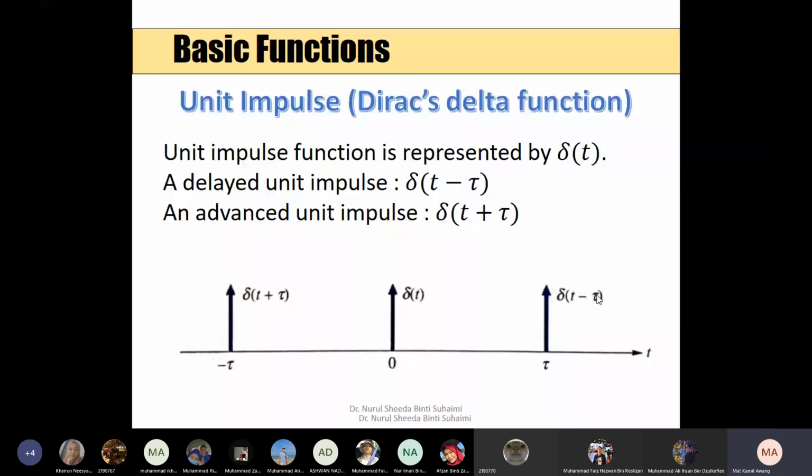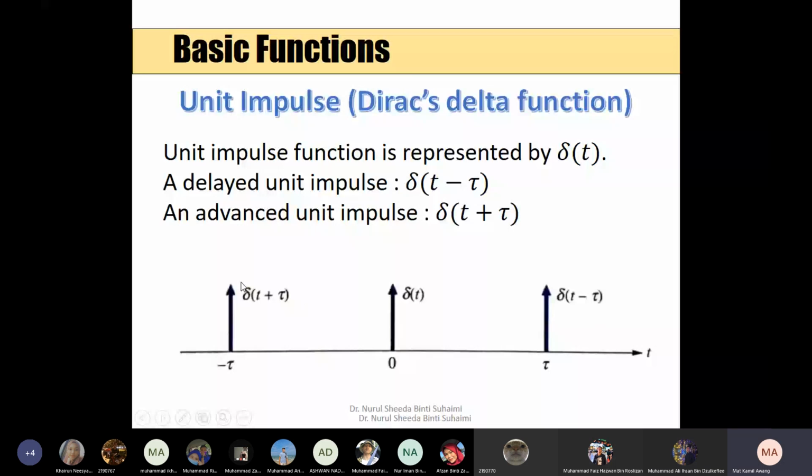So a delayed unit impulse we write as delta t minus tau. An advanced unit impulse we write as delta t plus tau. So the plus tau is actually not located at a time equal to minus tau. Delta t minus tau is actually located at time equal to tau. Right? So this is actually a delayed impulse. This is an advanced impulse, delta t plus tau. Right?